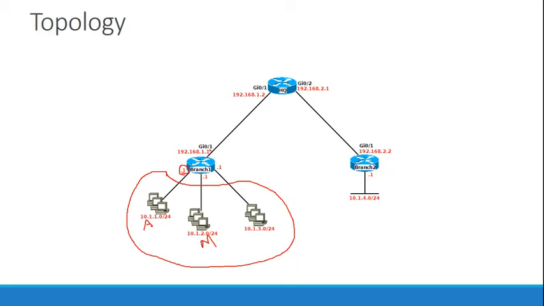Meaning, without routing, I can ping from branch 1 to HQ 192.168.1.1. When I want to go through HQ to get to the other side, that's when I need routing. Right?